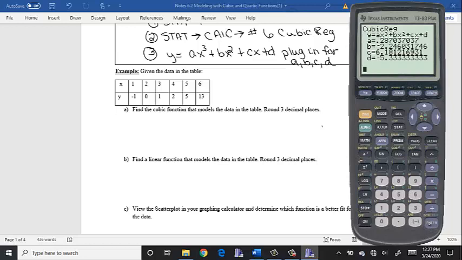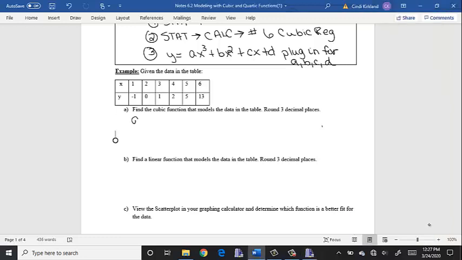All right, so it's going to give us our coefficients. We're going to round to 3 decimal places. So in this particular example, a is 0.287. b is -2.246. c is 6.181. And d is -5.333.